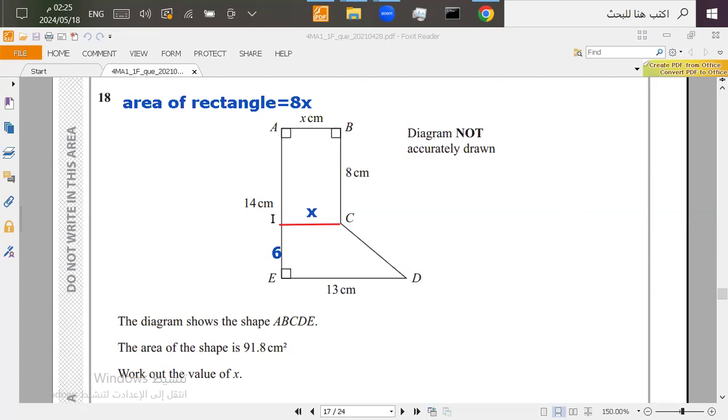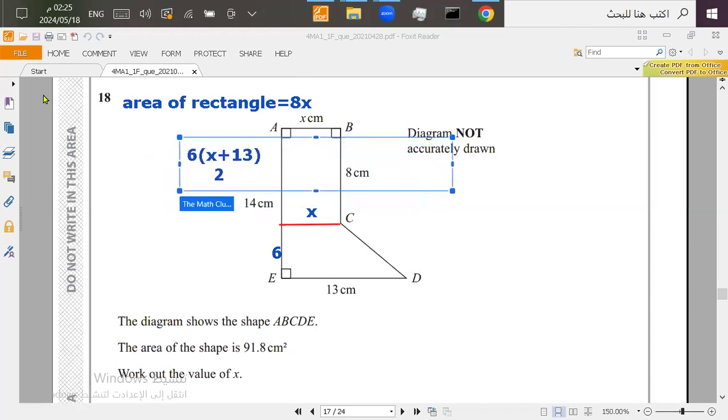Now, let's come to the trapezium down here. The area of the trapezium will be a plus b over 2 times h, which is the height. So it's going to be x. Yes, let's put it in brackets. So x plus 13, divided by 2, like this, multiplied by the height, which is 6. And this is the area of the trapezium.